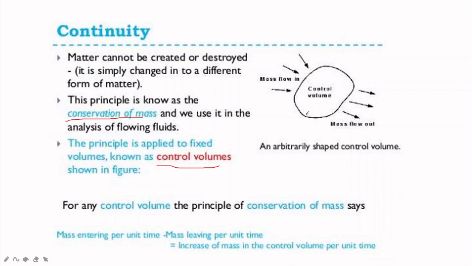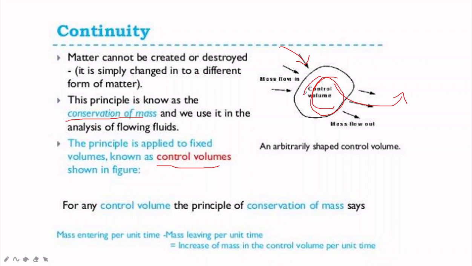So consider this as a control volume. It's just a volume. What does the conservation of mass principle tell us? The mass entering per unit time, the mass flow entering the control volume, minus the mass leaving per unit time, gives us the increase of mass in the control volume per unit time.